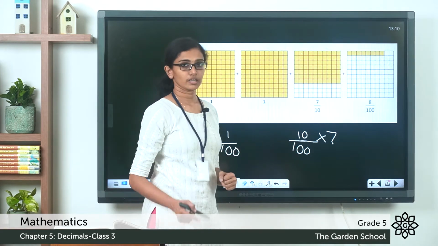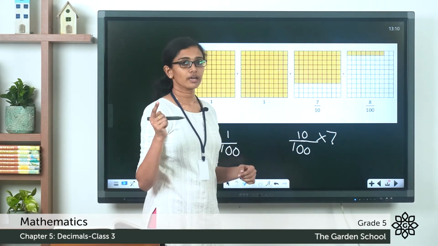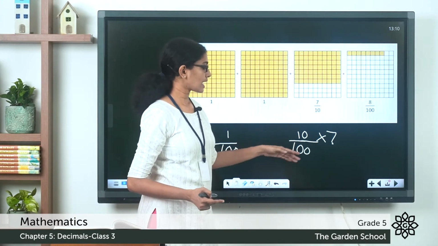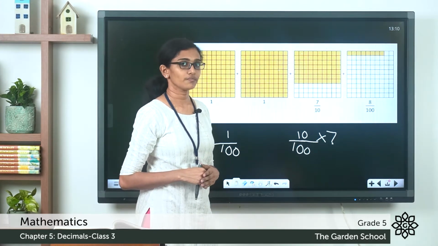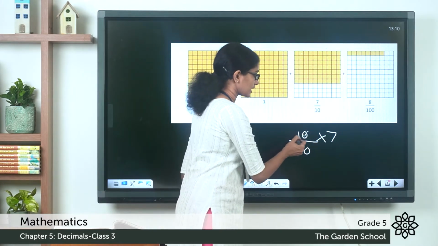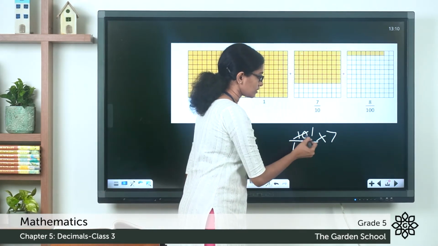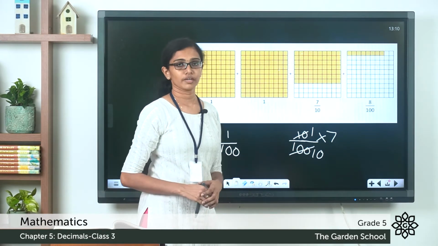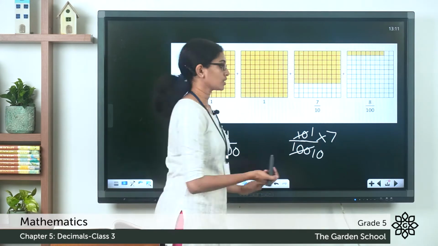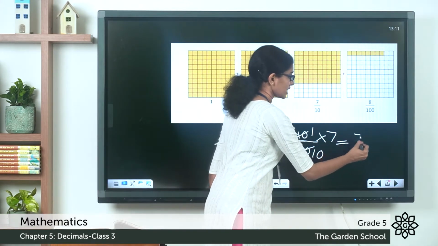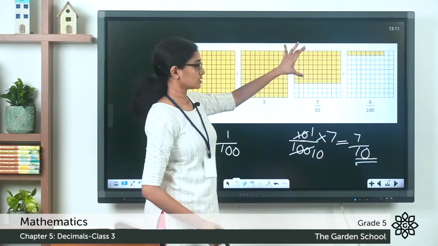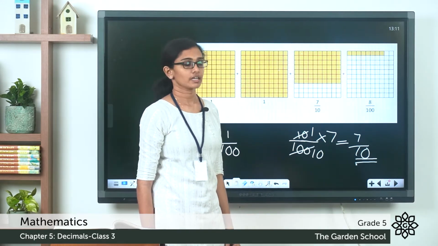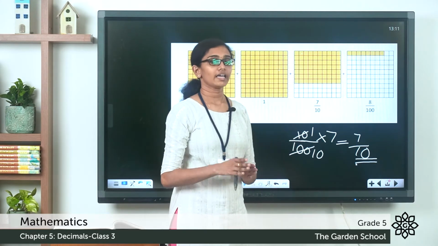10 and 100. We can reduce 10 and 100 by dividing the numerator and denominator by 10. Both 10 and 100 are multiples of 10, right? So, dividing 10 by 10 gives you 1. Dividing 100 by 10 gives you 10. So, this is 1 by 10 into 7 now. What is 1 by 10 into 7? It is equal to 7 by 10. So, this colored part here represents a fraction of 7 by 10 and we had 8/100s.